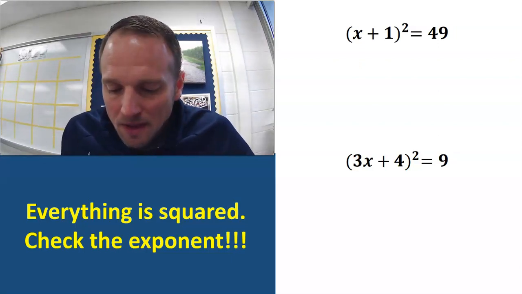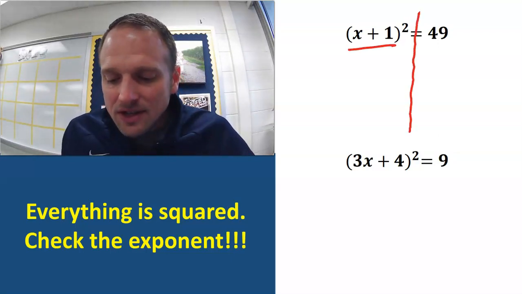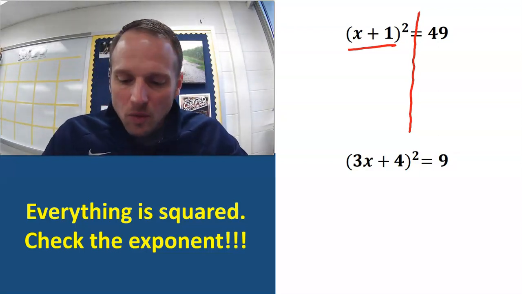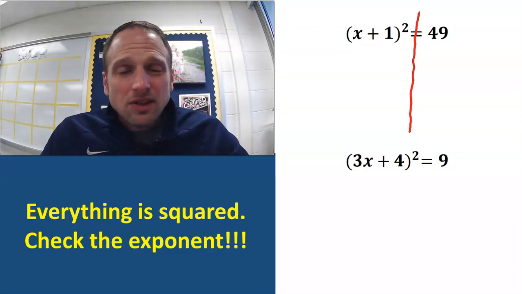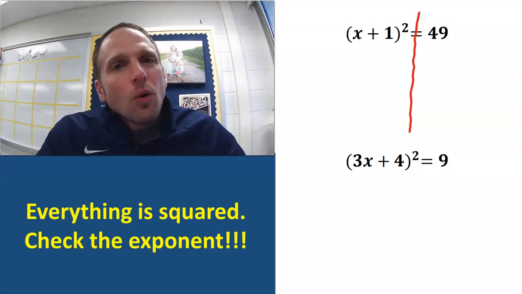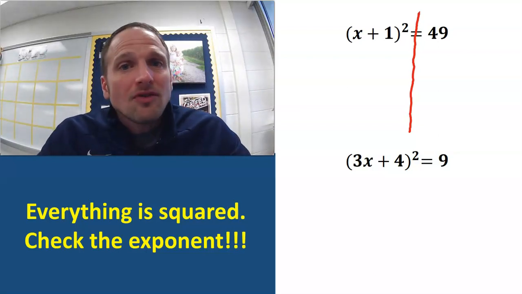Here's what I see. Everything on the left side of the equation is being squared. So what if we just get rid of that square first? What's the opposite of square? We always know that if you want to get rid of something in an equation, you have to do the opposite of it, and you have to do it to both sides.